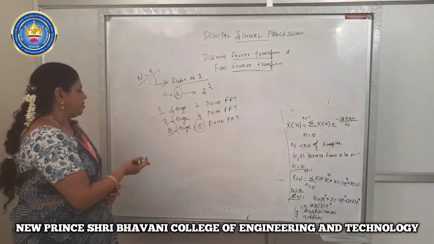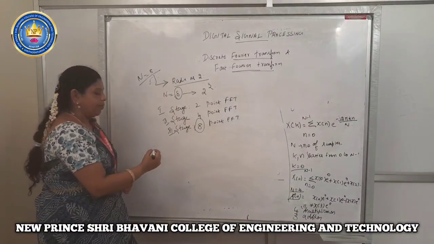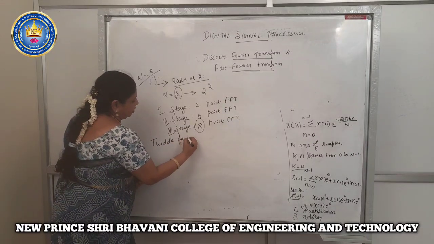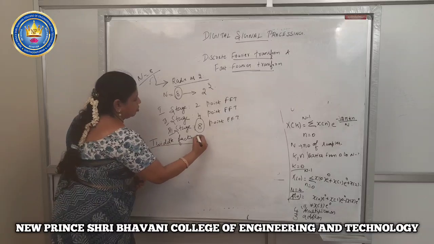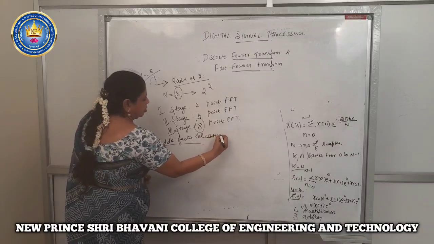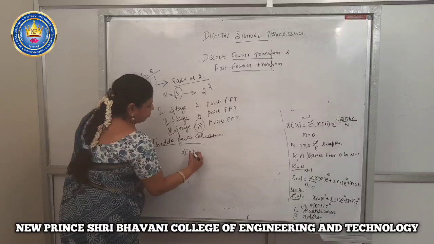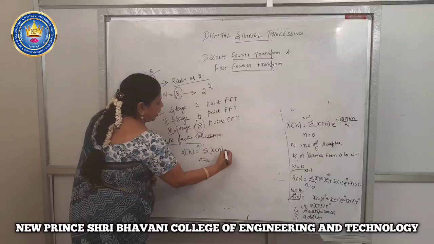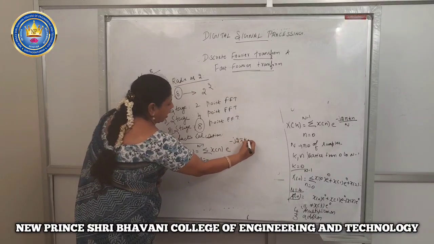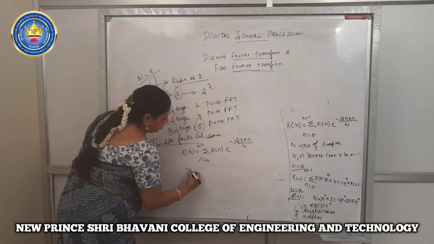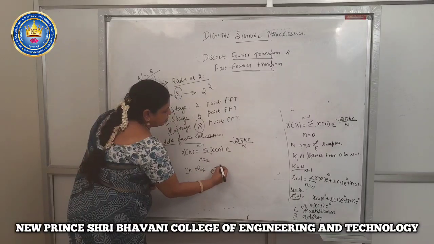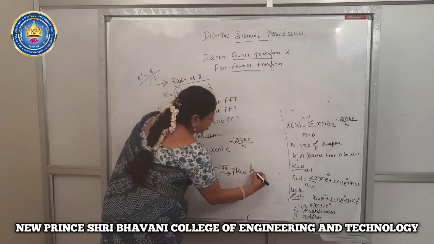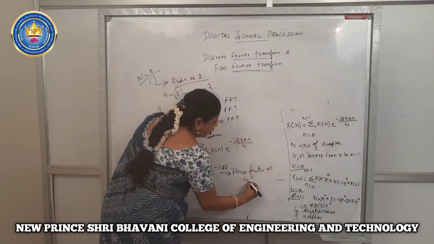The next thing is that I have to do my twiddle factor calculation. So what is this twiddle factor? The formula for the DFT is X of k equals sigma n equals 0 to N minus 1 x of n e power minus j 2 pi k n by N. In this, e power minus j 2 pi by N is called the phase factor or twiddle factor.